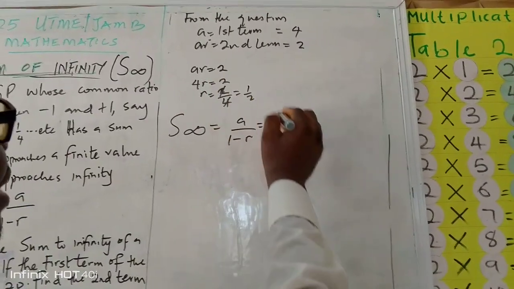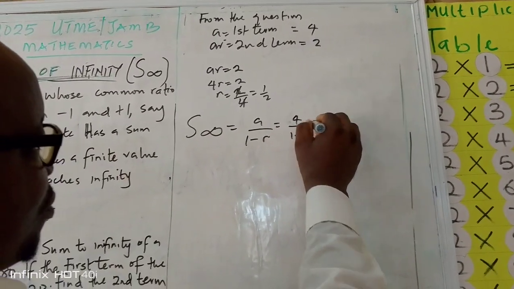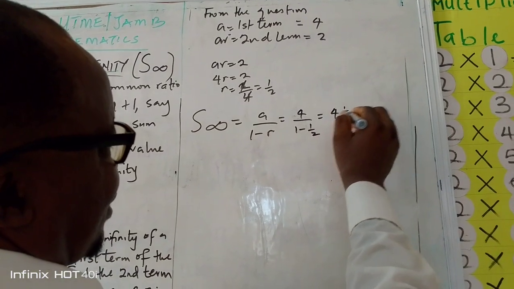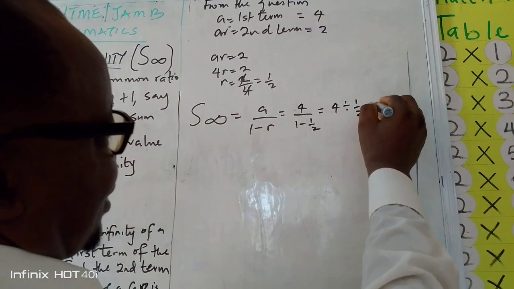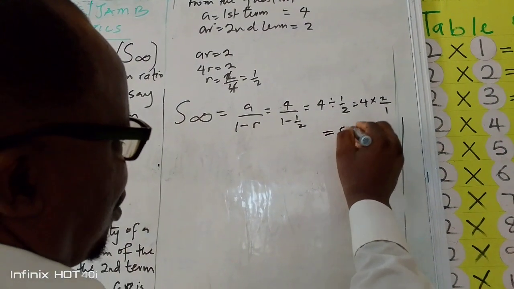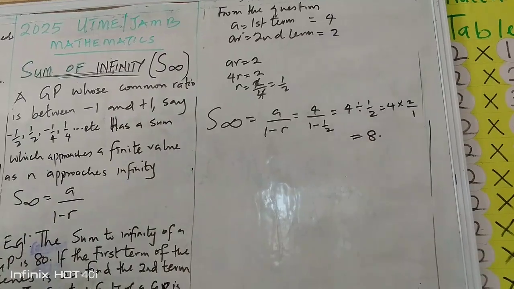So the sum to infinity, S infinity, is equal to a all over 1 minus r, which gives me 4 all over 1 minus half, which gives me 4 divided by half, which is 4 times 2 over 1. The answer to this will be 8. QED.